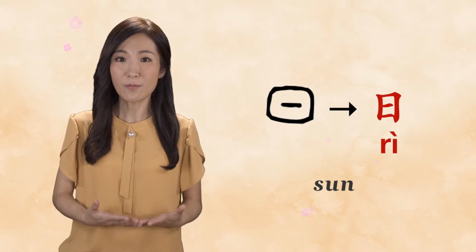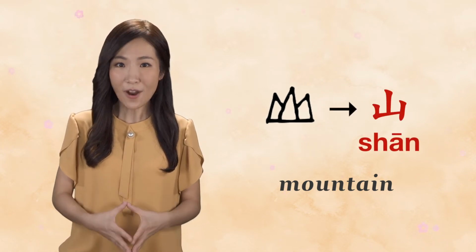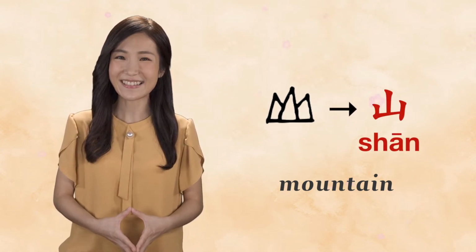The first example is the word sun. This word was originally rendered as a picture looking like the circle of the sun in the sky. This gradually morphed into the modern character for sun, 日. The second example is the word mountain. It was originally rendered as a pictograph that ultimately evolved into the modern character 山.